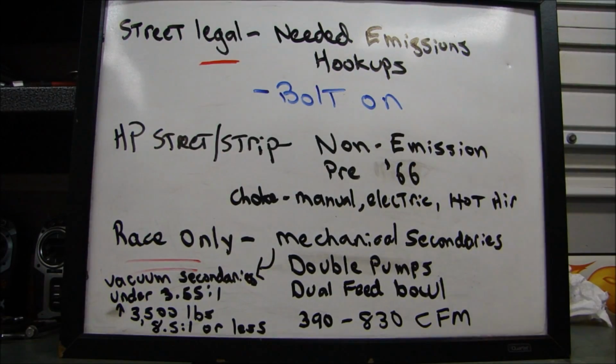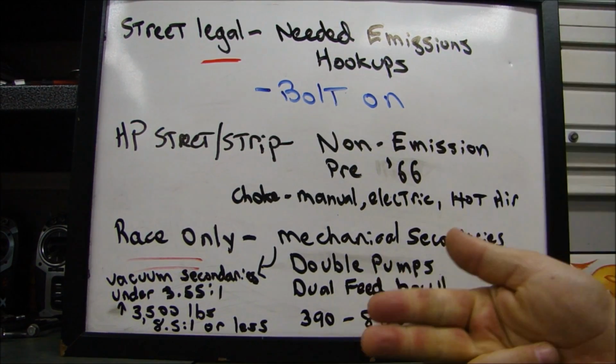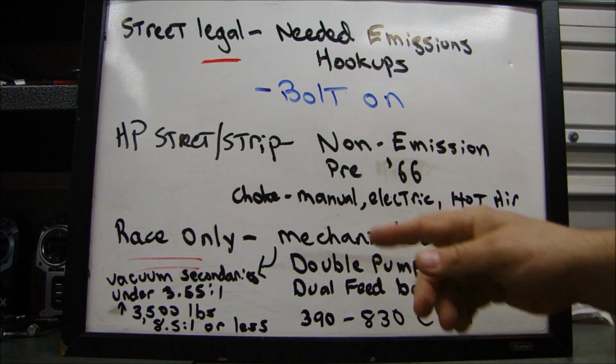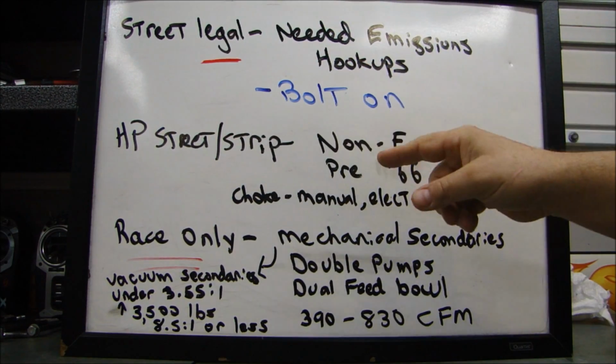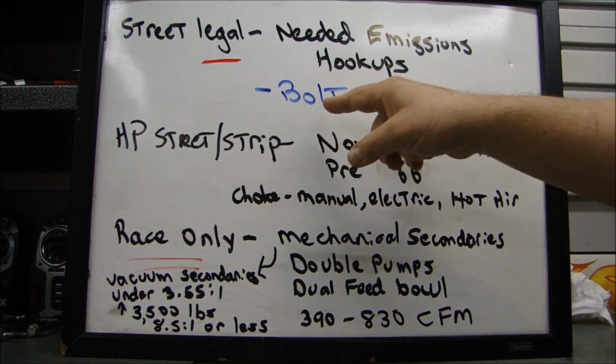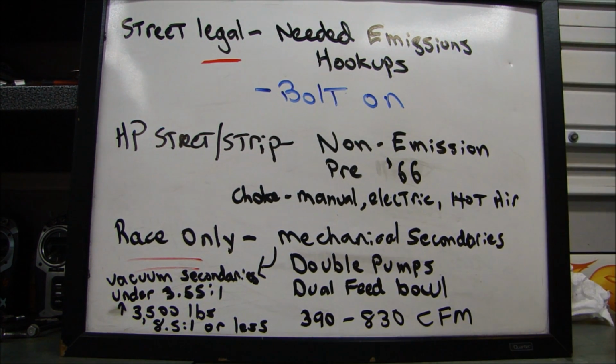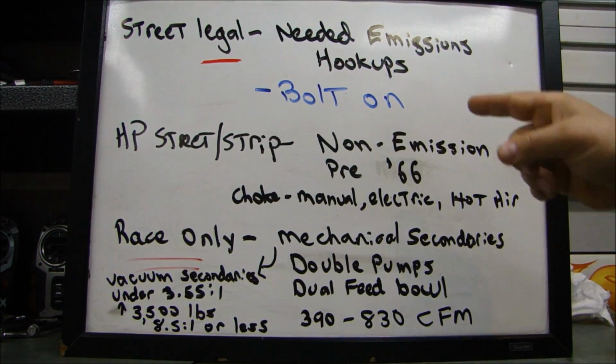I have some general rules of thumb here I can share with you. The three types of carburetors are street legal, high performance street strip, and race only. These are the differences. Street legal: these carburetors have the needed emissions hookup to make it legal. They're usually just a bolt-on replacement for an existing carburetor. It has all your hookups for your emissions, and it makes it legal for emissions.